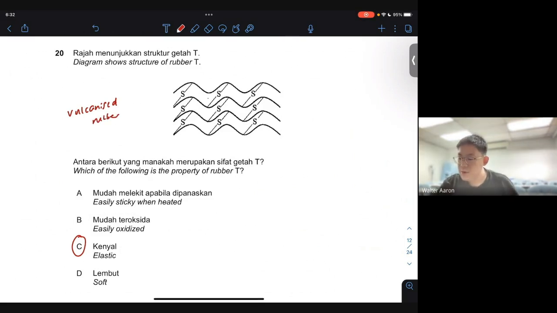All right, so it is not sticky when it's heated because it's heat resistant. It is also not easily oxidized because it is reinforced already. It's definitely harder compared to natural rubber, so it can be soft also. But it is indeed elastic, right, for the rubber itself. So therefore, we will say that the answer is C.